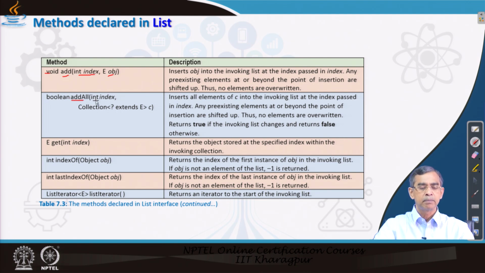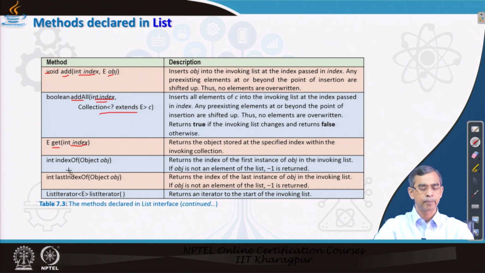Add all basically takes a start index and then an argument, which is a collection. So, if you give a set of elements as an input and call this method, with the index as another argument, it will add all the elements at this location from there. And then the get method is just the opposite of the add method. It basically returns the particular object or element which is present at a particular location.